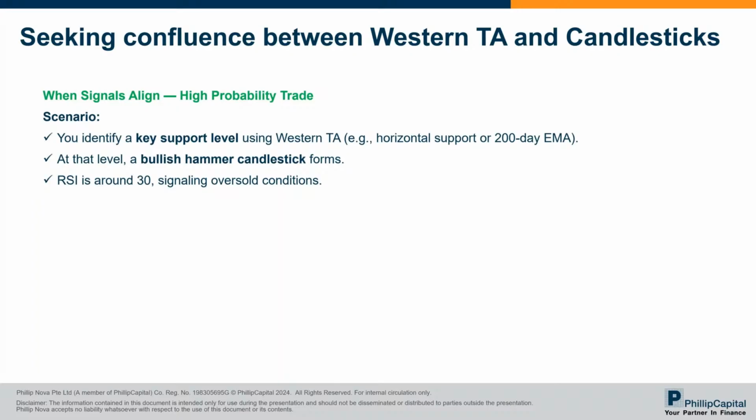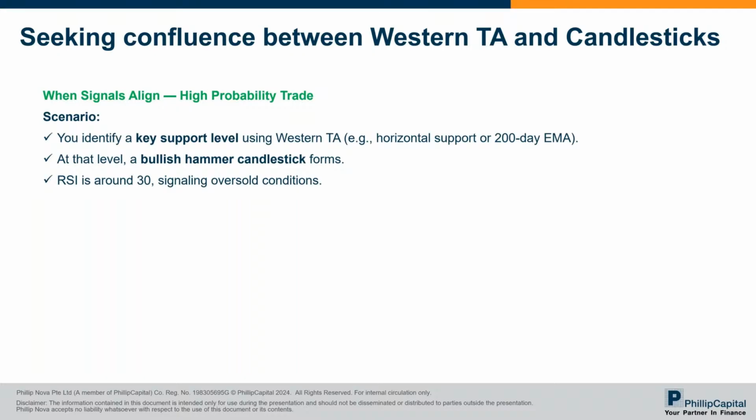Whenever prices come down, it bounces up, or when the price is above the 200-day EMA. And at this level, a bullish hammer candlestick forms, which is actually a bullish reversal candle. And at the same time, the RSI is about 30.